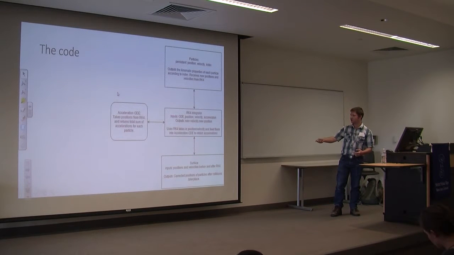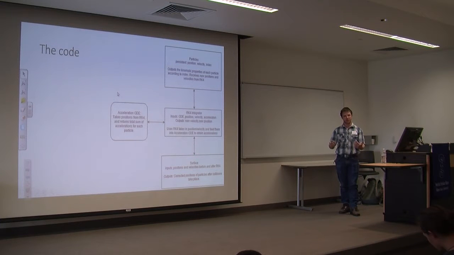And then to get the acceleration, it uses an acceleration differential equation, which will look at the particle's positions and tell you what the total acceleration is for every single particle in the simulation. Finally, the RK4 integrator will pass the final and initial positions and velocities to this surface, which is a definition of the boundaries of the simulation. And that program will adjust the positions and the velocities to account for any collisions with boundaries that may have taken place during that step.